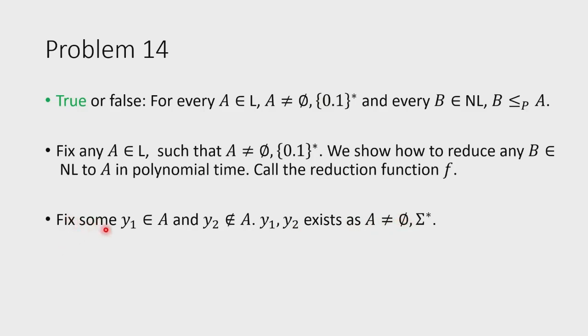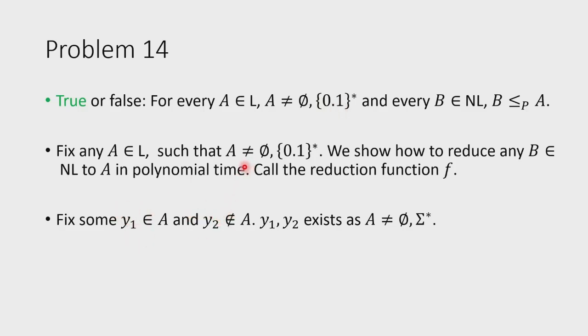So fix some y1 in A and y2 not in A. y1 and y2 are strings, and such strings exist because A is not the empty set or the universal language, right? Because if A were the empty set, then y1 wouldn't exist, and if A were the universal set, then y2 wouldn't exist. So we are using the assumption that A is not equal to the empty set or the universal set to construct these y1 and y2.